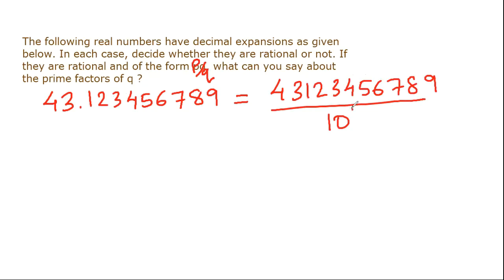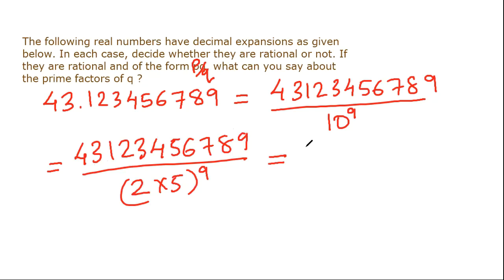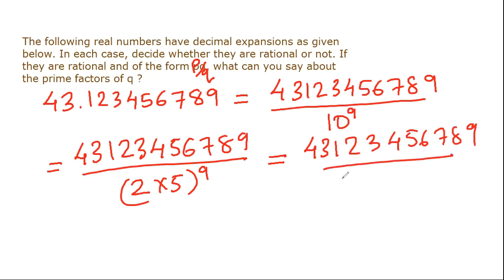We know 9 decimal places. So we can write 10 raised to 9. Then in the next step, we can write the same numerator, 43123456789, all divided by 2 times 5, all raised to 9. That means I can write this 10 as 2 times 5, and the power is 9. Then I can write the same thing as 43123456789, all divided by 2 raised to 9 into 5 raised to 9.